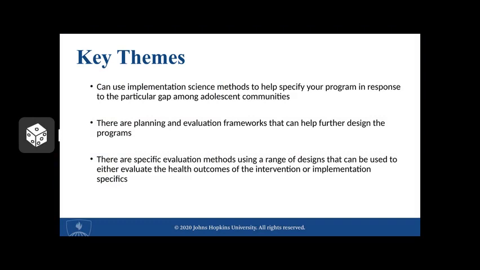So then just a few thoughts in summary. There are a couple key themes. You can use implementation science methods, often thought of as research, to help you specify your program in response to a particular implementation gap among adolescent communities. And there are these planning and evaluation frameworks that you can use to help you design and specify that program. And then of course, there are these evaluation methods using a range of different designs that can help you evaluate both the implementation as well as the health outcomes of your particular implementation strategy.